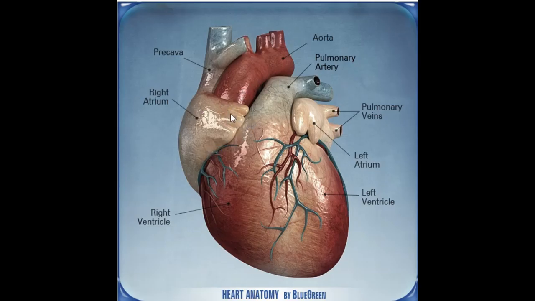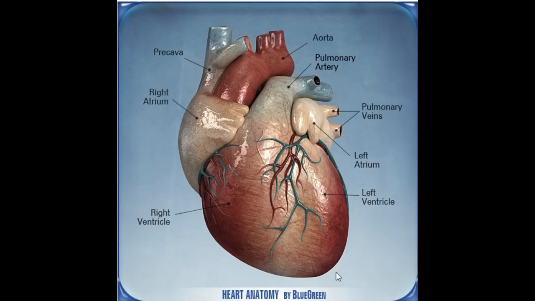So here we have your right atrium, left atrium, pulmonary veins on your left atrium, your right ventricle, your left ventricle, and the pulmonary artery. The big vessel here is your aorta, and the one going into your right atrium is your superior vena cava. So here we have the base of the heart, or the apex of the heart.